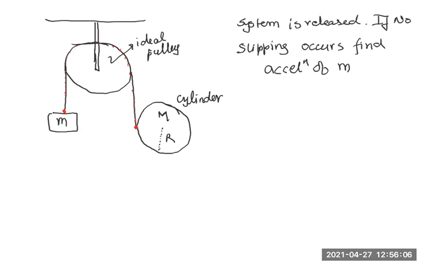Okay. So using these four things, number one, a block of mass m executes translation. Number two, cylinder executes translation plus rotation. Therefore, इसके लिए दो equation लिखने पड़ेंगे. Number three, since the pulley is ideal, the tension on both sides will be same. And number four, the two big red dots that I have drawn must have the same acceleration.